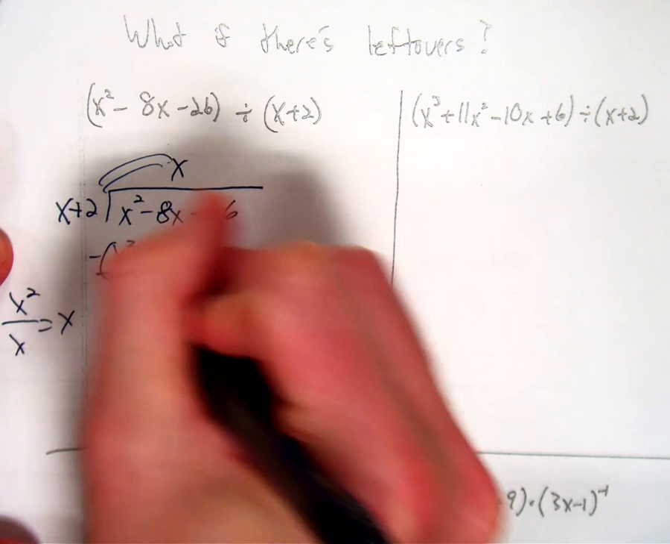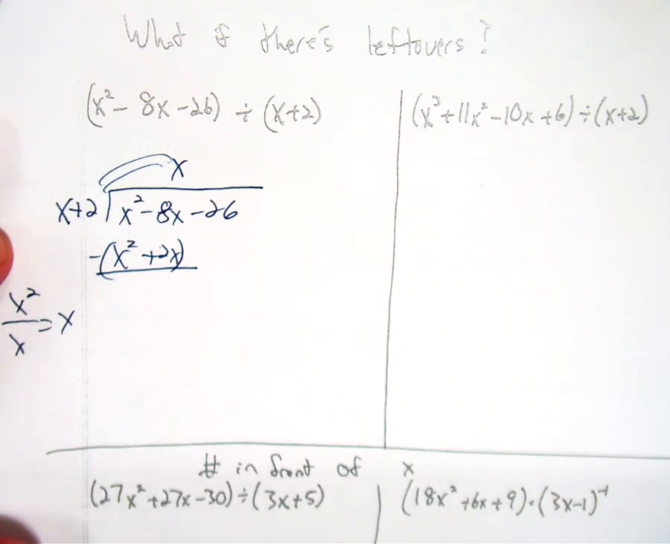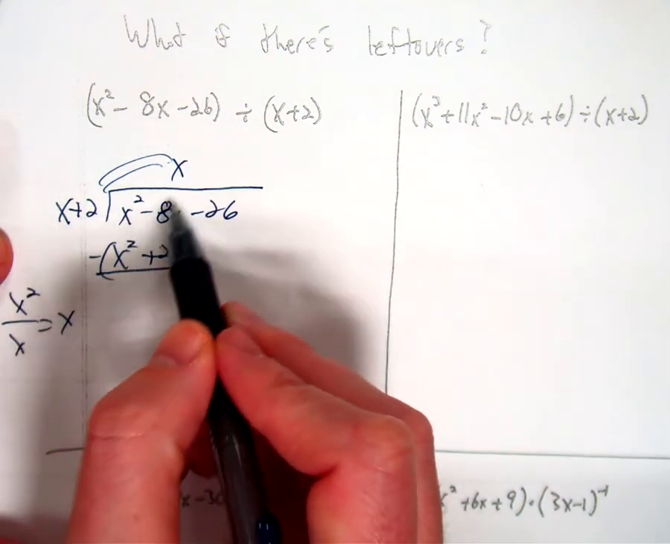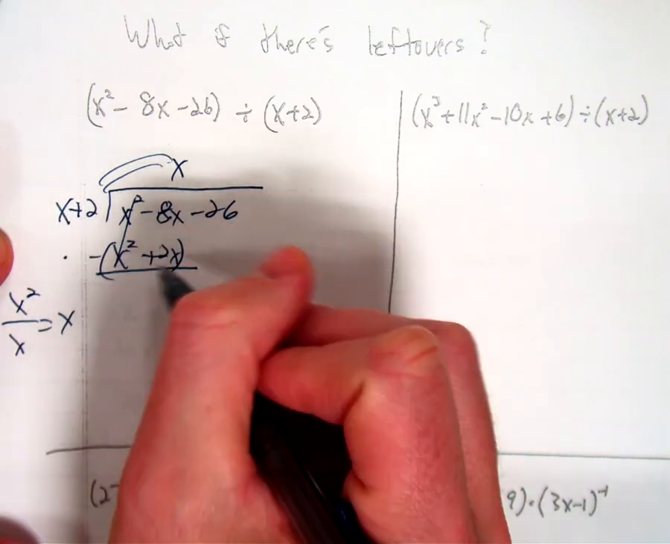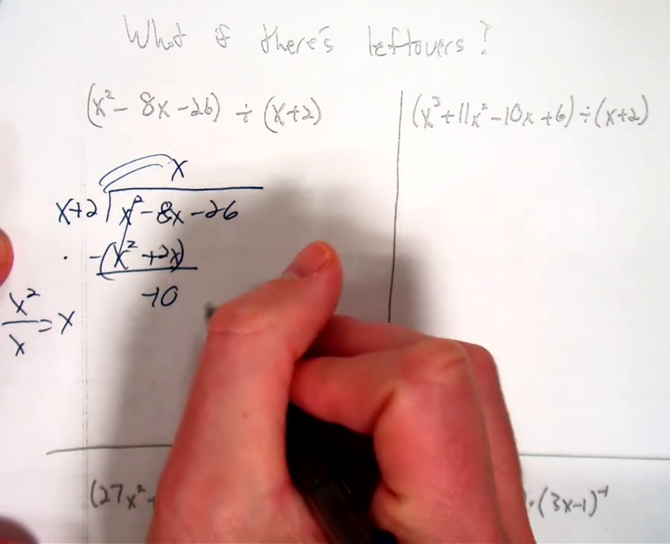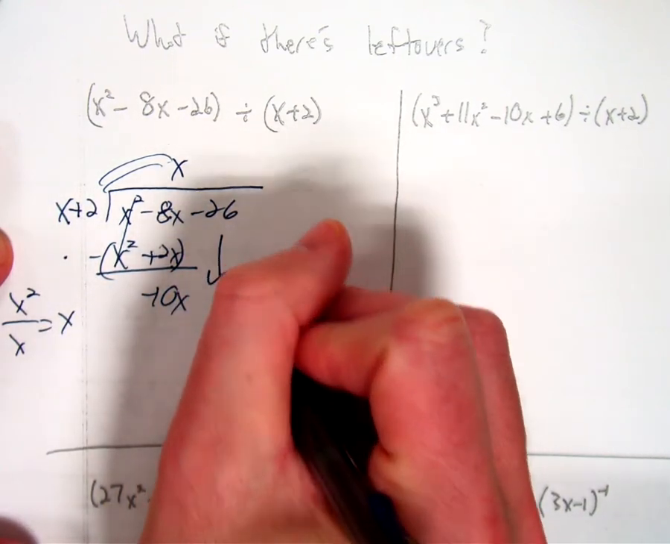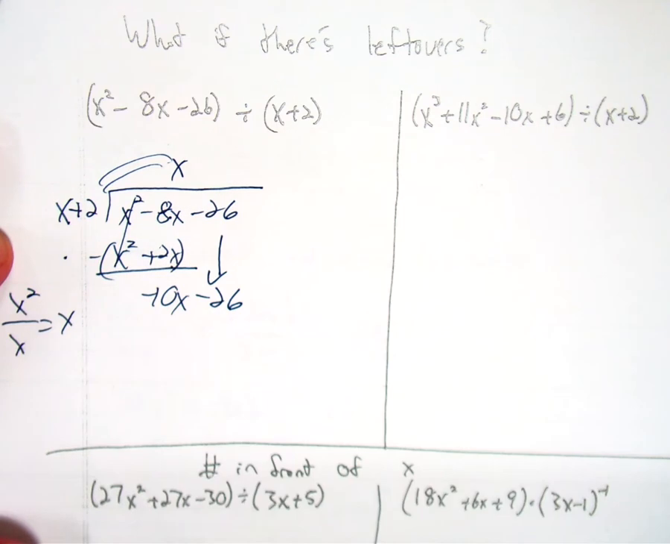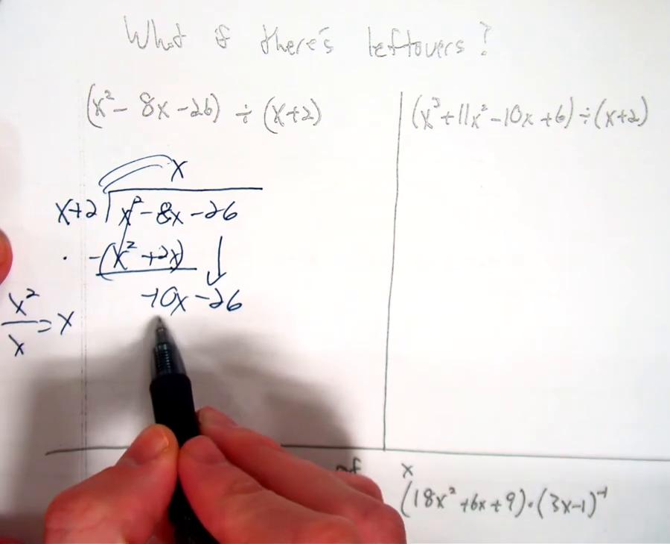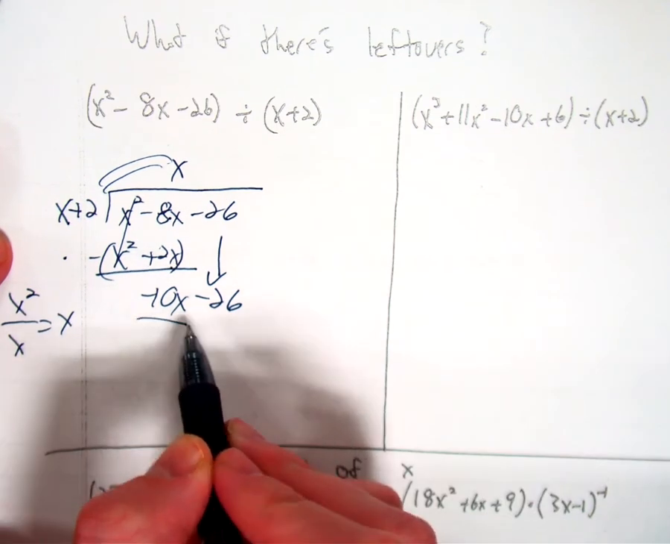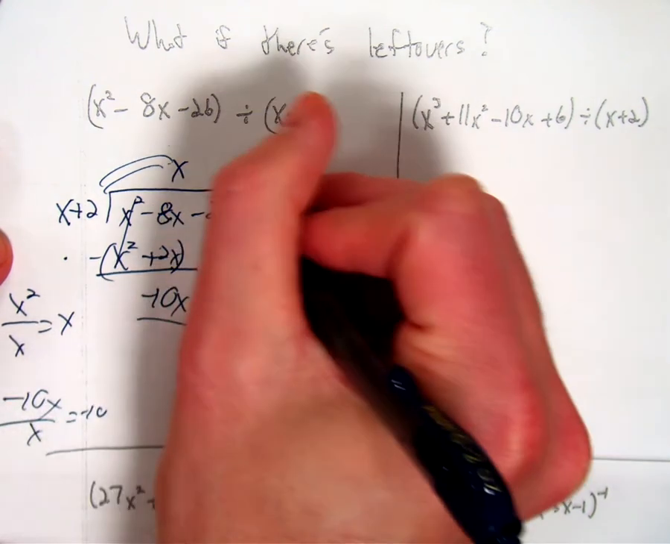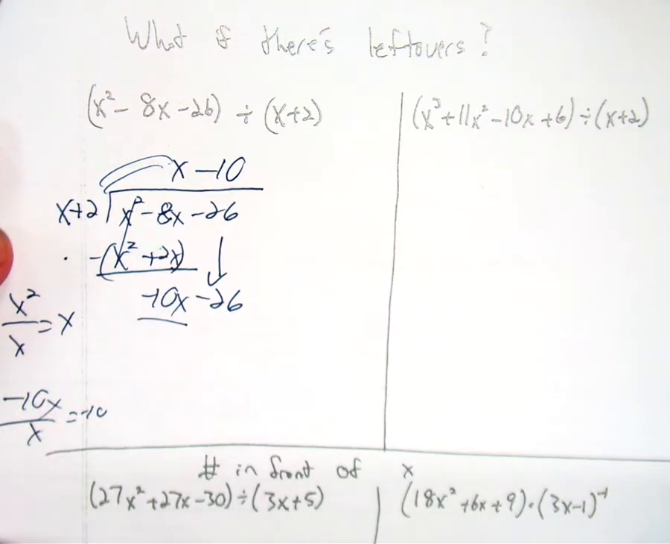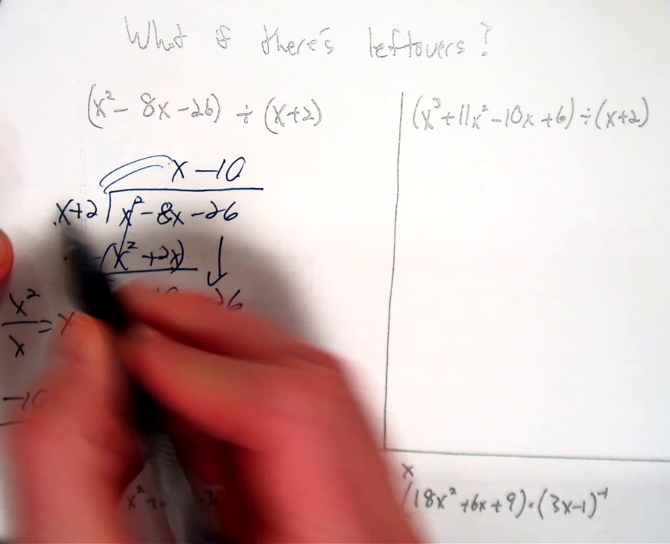Multiply it back and subtract down. x squared minus x squared cancels. Negative 8 minus 2, negative 10x. Bring down our minus 26. We're back to the beginning of our process again, comparing fronts. Negative 10x over x equals negative 10. So we put a minus 10 up there.